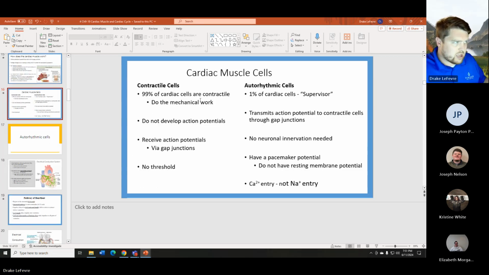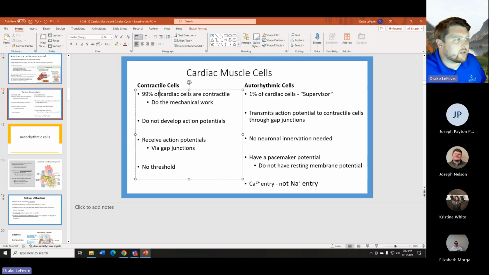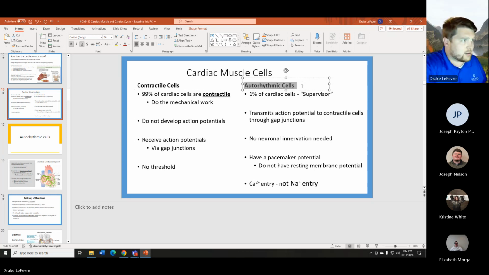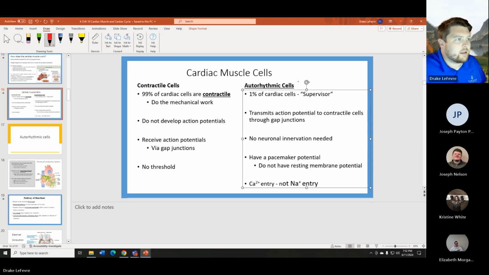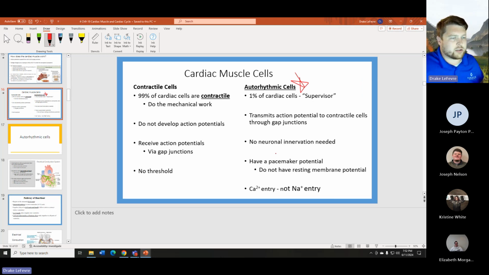Okay, so cardiac muscle cells, 99% of the cardiac cells are contractile, and then we have autorhythmic cells. This is another big test question. If you ever see this word autorhythmic, put a pretty star by it, because that is always what they ask about with the heart. They'll ask which of the following applies only to cardiac cells, and the answer is autorhythmic cells.